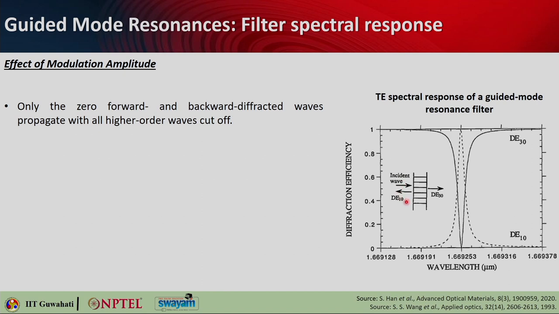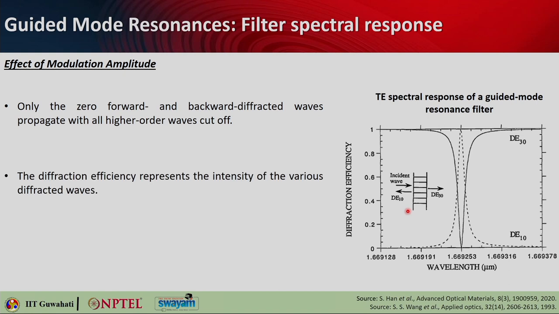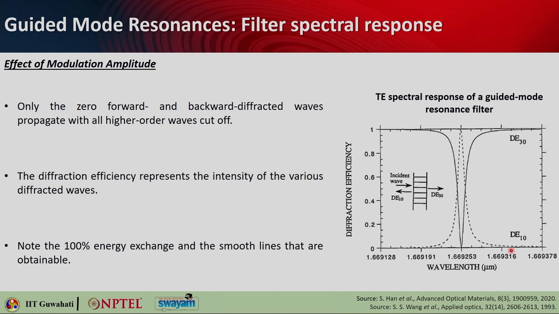So you can see that only the zeroth order forward and backward diffracted waves propagate, and in this case all other modes are basically cut off. The diffraction efficiency represents the intensity of the various diffracted waves. Here you can see that D30, the transmitted one, is getting a dip, and the reflection D10 is getting a peak. There is 100% energy exchange between these two modes, and smooth lines can be obtained.